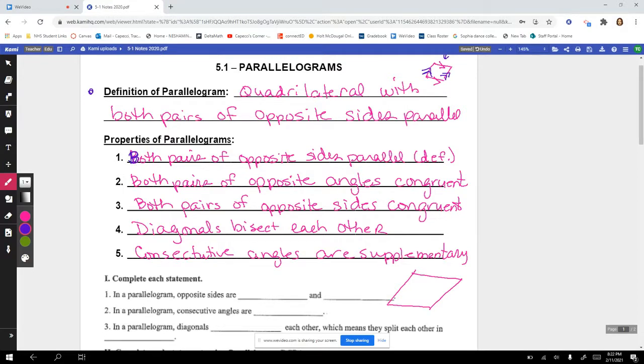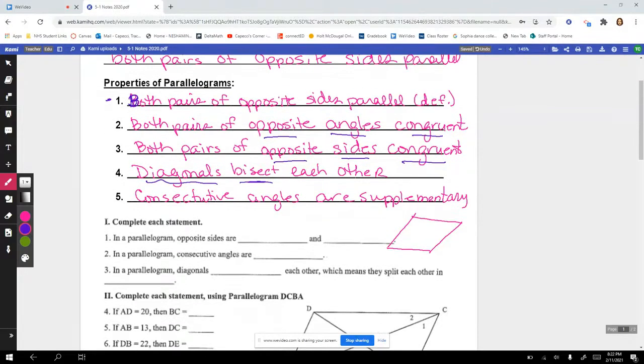Okay, so the first one is the definition. Both pairs of opposite sides are parallel. We also know that both pairs of opposite angles are congruent. We also have both pairs of opposite sides congruent. And we have diagonals that bisect each other. We'll talk about that in just a second. And we also have consecutive angles, meaning in order, that are supplementary.